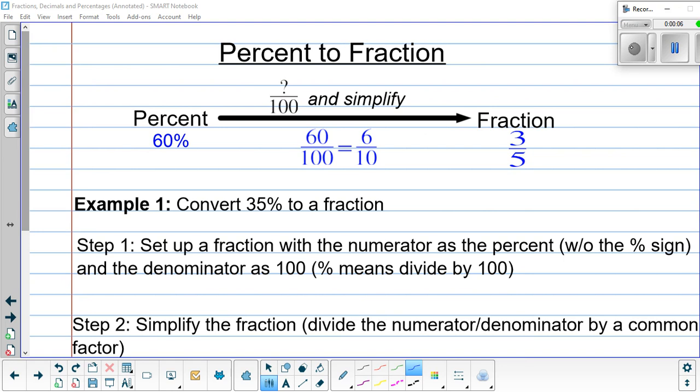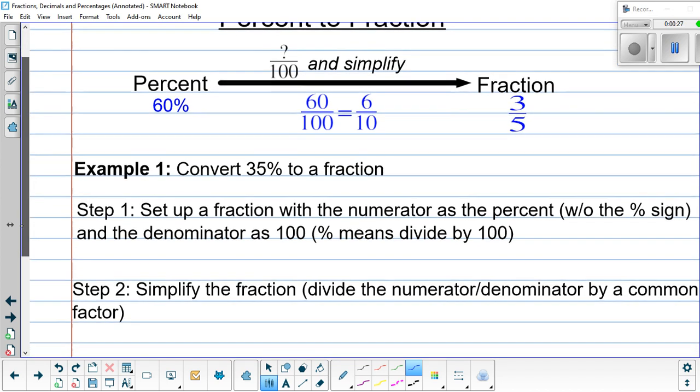So, given our percent again as 60%, how are we going to change this into a fraction? We're going to do some simplification to do this. We're still going to use the definition of a percent as being per hundred, but instead of moving the number over to find a decimal, we're going to simplify our fraction.